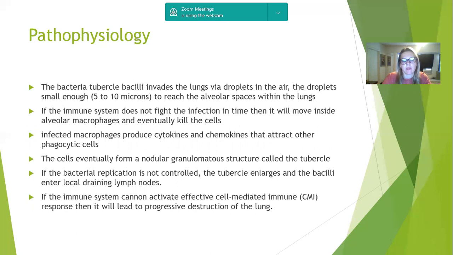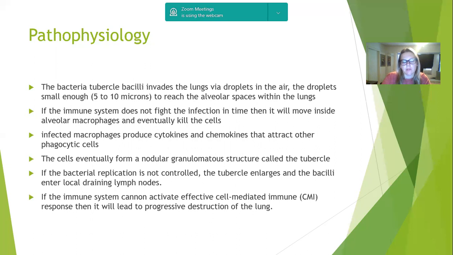Pathophysiology. The tubercle bacilli invade the lungs via droplets in the air. The droplets are small enough, at 5 to 10 microns, to reach the alveolar spaces within the lungs. If the immune system does not fight the infection in time, then it will move inside the alveolar macrophages and eventually kill the cells.